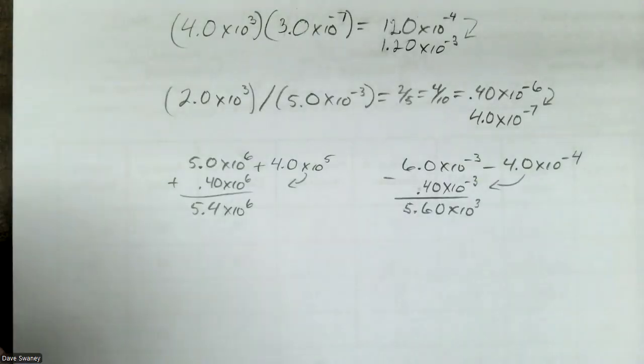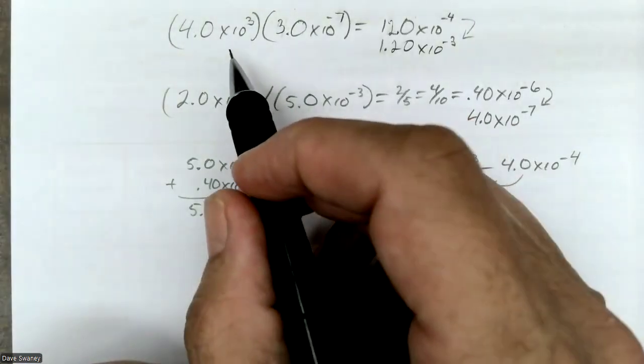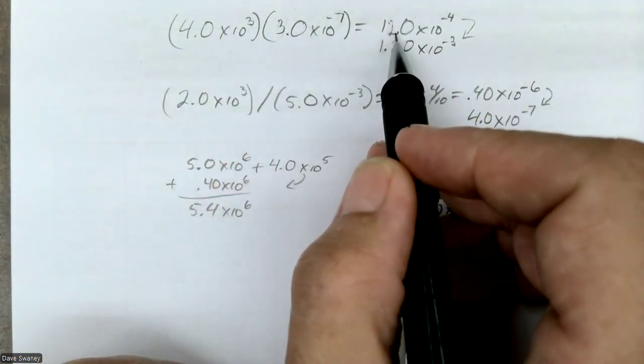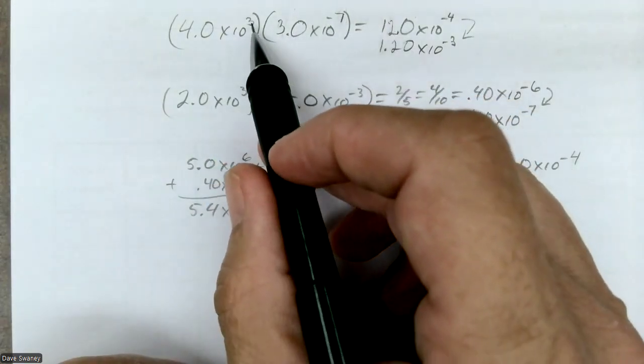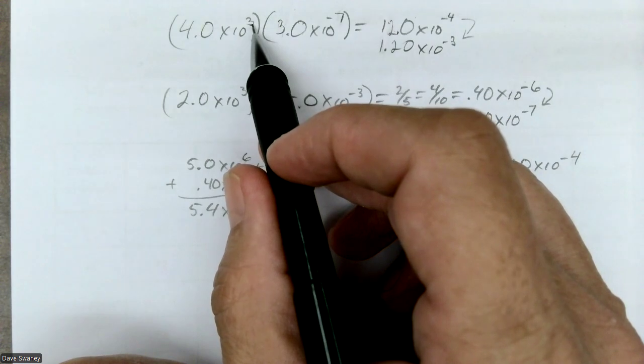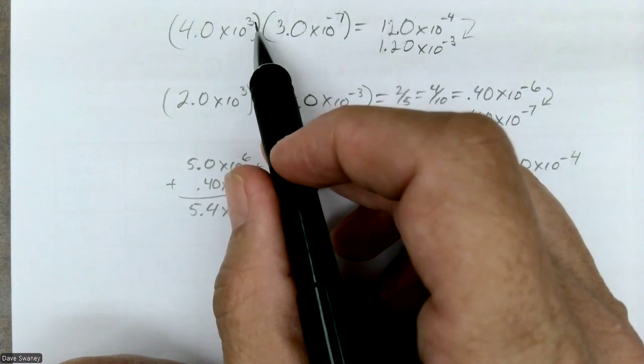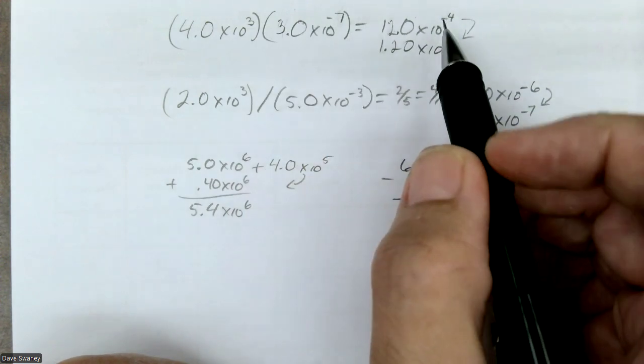Here's my tutoring on scientific notation math. Probably the easiest is multiplying. 4 times 3 is 12. When we're multiplying, the exponents on the times 10 add up. So 3 plus or minus 7 is minus 4.